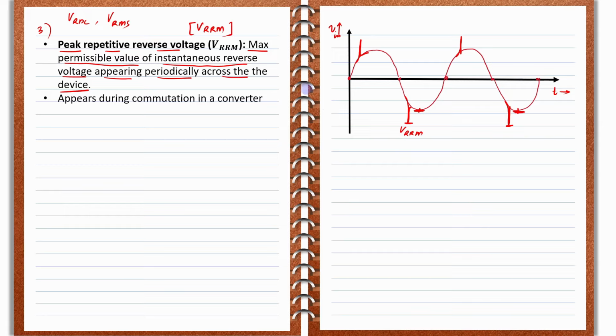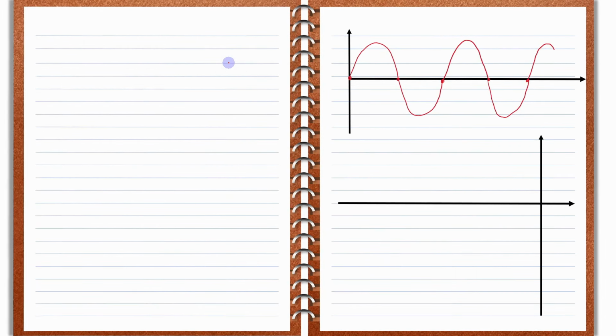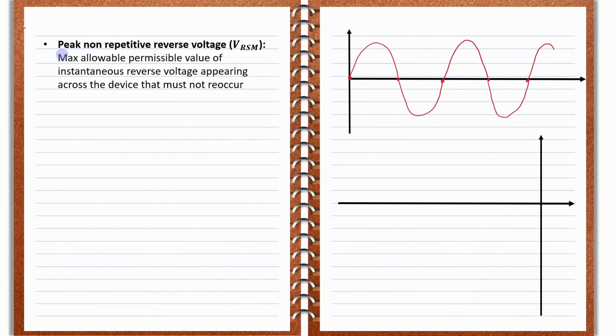Now where is it used? I told you this appears during commutation in a converter. So usually it is not this value that we take, it is the peak value. See, this is the peak value. Appears during commutation in a converter. This term also you might not know now. In DC motors you might have seen this commutation term, but of course in power electronics also we will see it in the future lectures. Now the next important term is the peak non-repetitive reverse voltage.